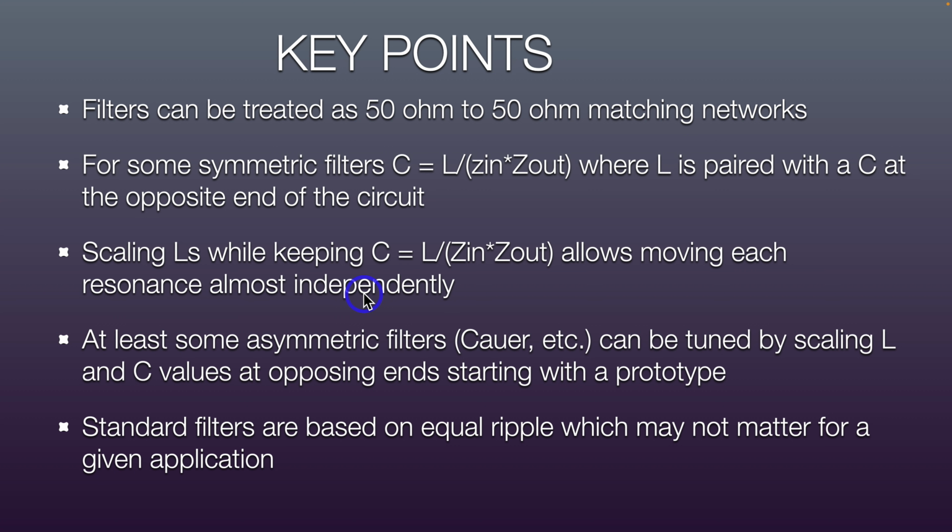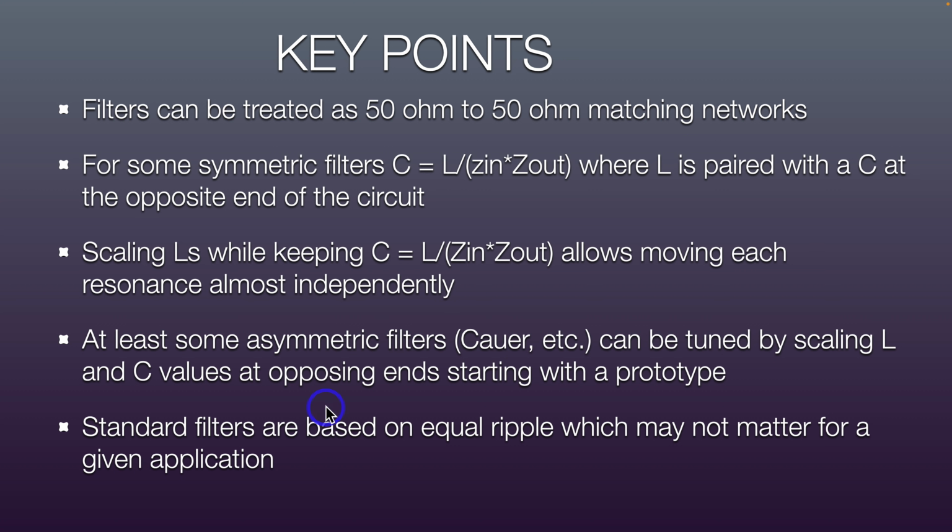And the fact that we can do this is because we can now calculate 1 billion times a second compared to what was done in the early days of filter development. So it's easy to see what's going on as far as the interactions of the components. At least some asymmetric filters, like the Cauer and some of the other ones, even those can be looked at as the components on one end of the network working in tandem with components on the opposite end of the network to create a resonance. So you can still figure out ways to scale those, and I'll show some examples of that.